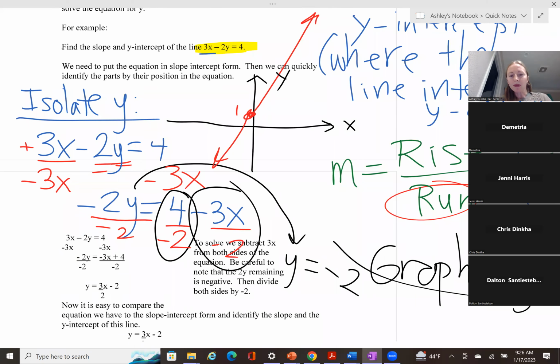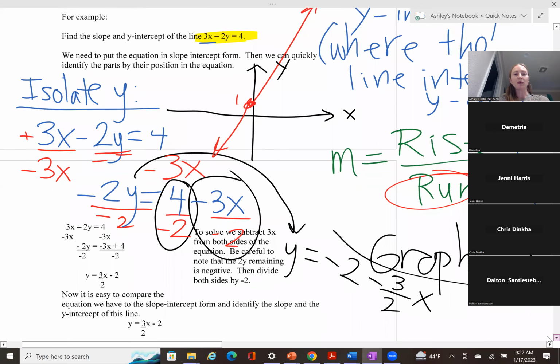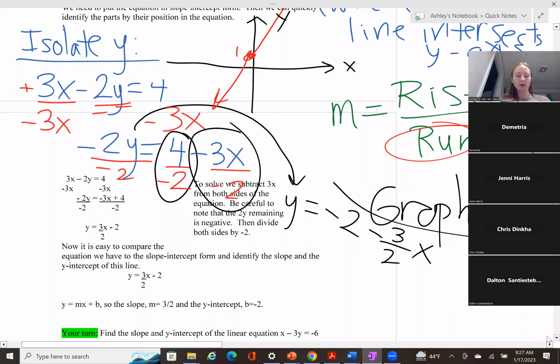That's not going to be a whole number, so I'm just going to write it as -3 over 2x. All that is, I'm trying to isolate y, so now I can identify the slope and the y-intercept in order to graph it. So unfortunately, if y is not by itself already, you have to follow that process to isolate y, and then you can graph it using the slope and y-intercept.